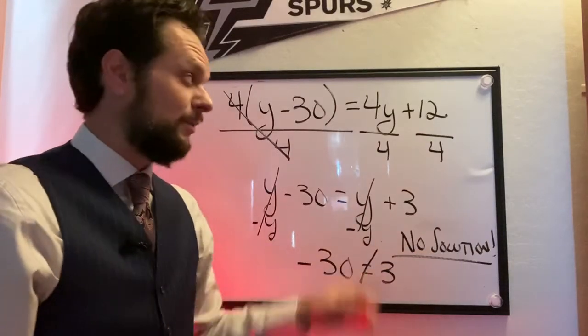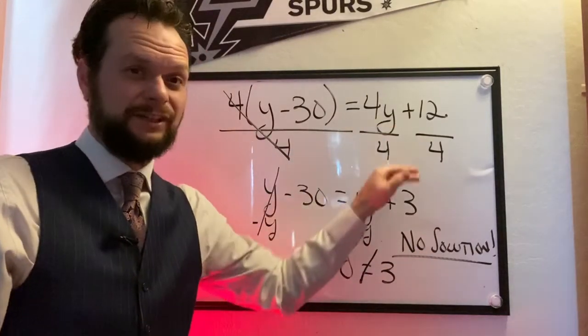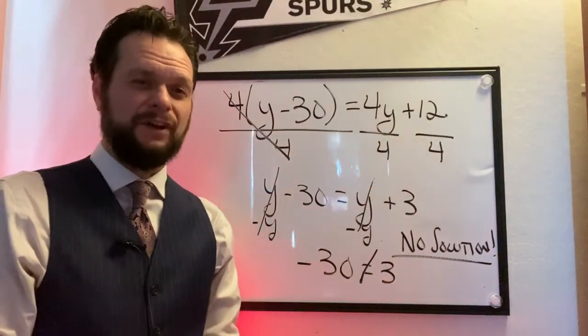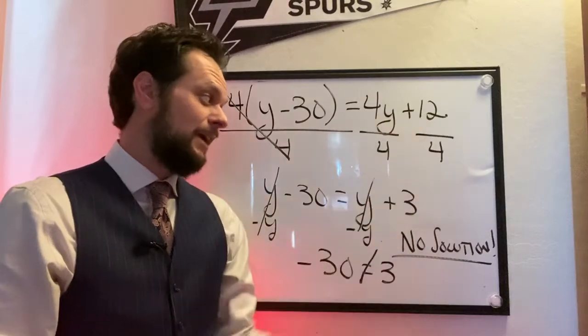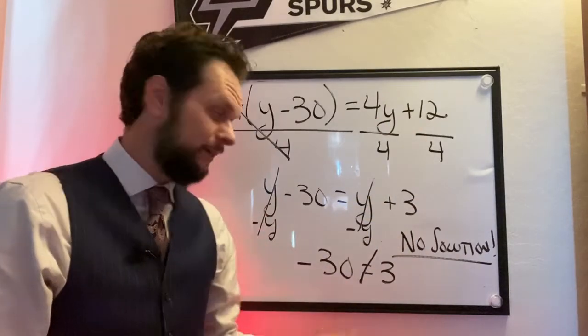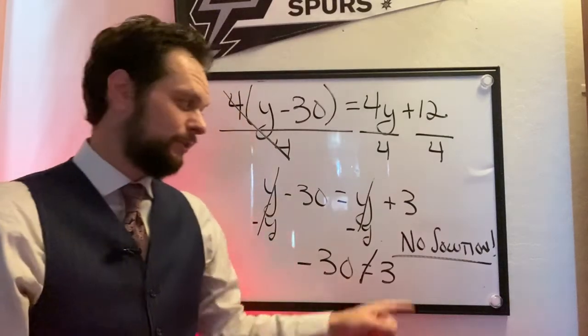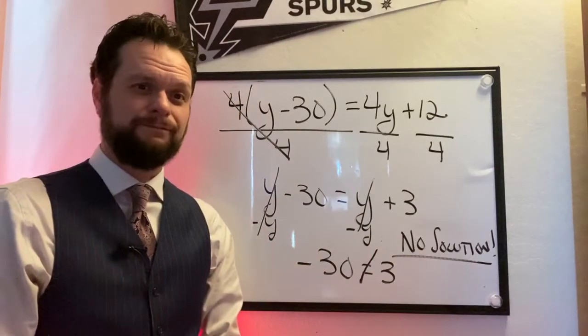Now we need to take a step, and whatever you do to the other side, you have to do it to every single term. These aren't the same. They're not like terms. So we have to divide that 4 by the 4y and the 12, and we were left with y and the 3. But again, this came out to negative 3 equals 3, and that's not true. So this one also is no solution.